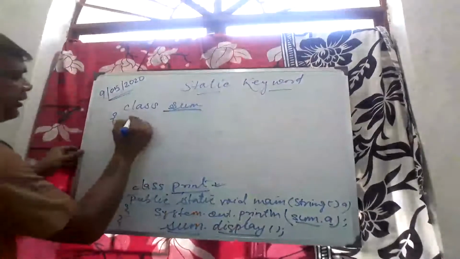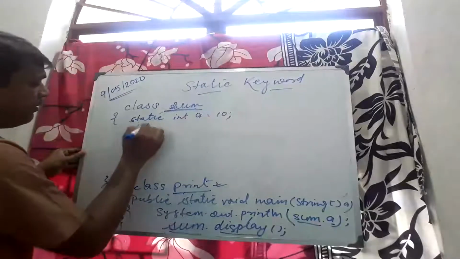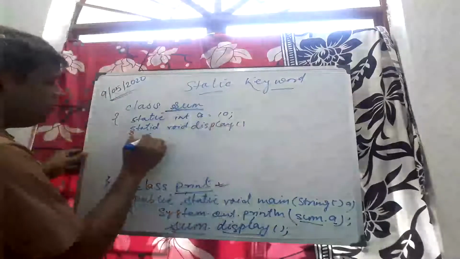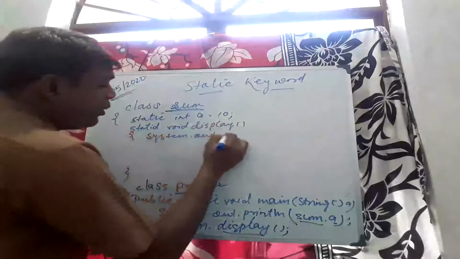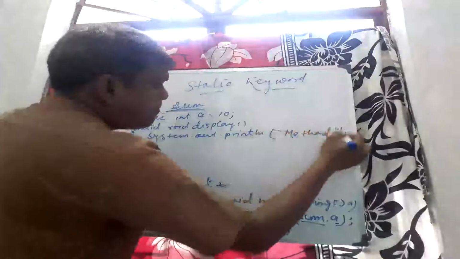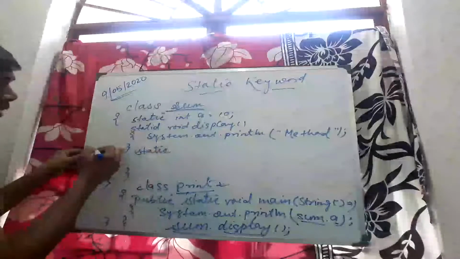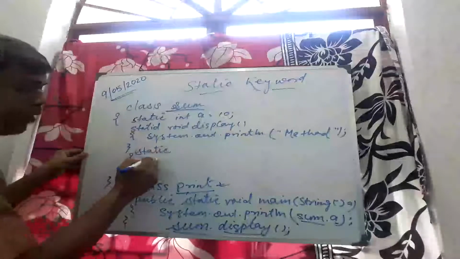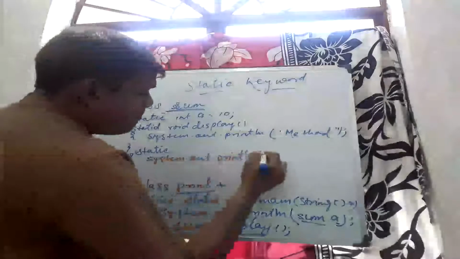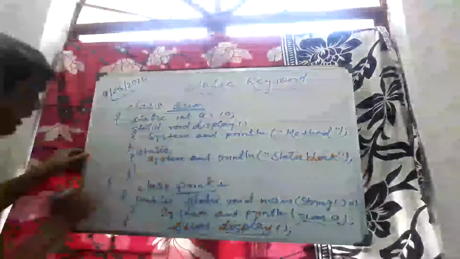Just see here. static int a equal to 10, static void display. Suppose I'm printing a statement here, System.out.println, method, the display. And one more thing, look at here, this is my static block. I have written here static. After this method has ended, I have written static, and in this block I'm printing a statement, System.out.println, static block. This block has ended here.